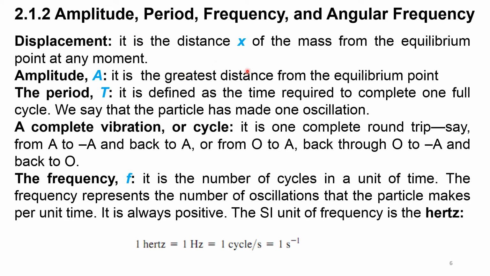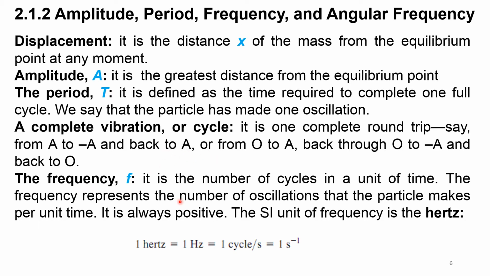The displacement is the distance x that the mass makes from the equilibrium position, and the amplitude A is the greatest distance from the equilibrium point, and the period is the time taken by the oscillating body to complete one cycle. It means the time taken to make a full cycle. A complete cycle, or a complete oscillation or vibration, is a round trip, which means that a body moves from positive A to negative A and back to positive A.